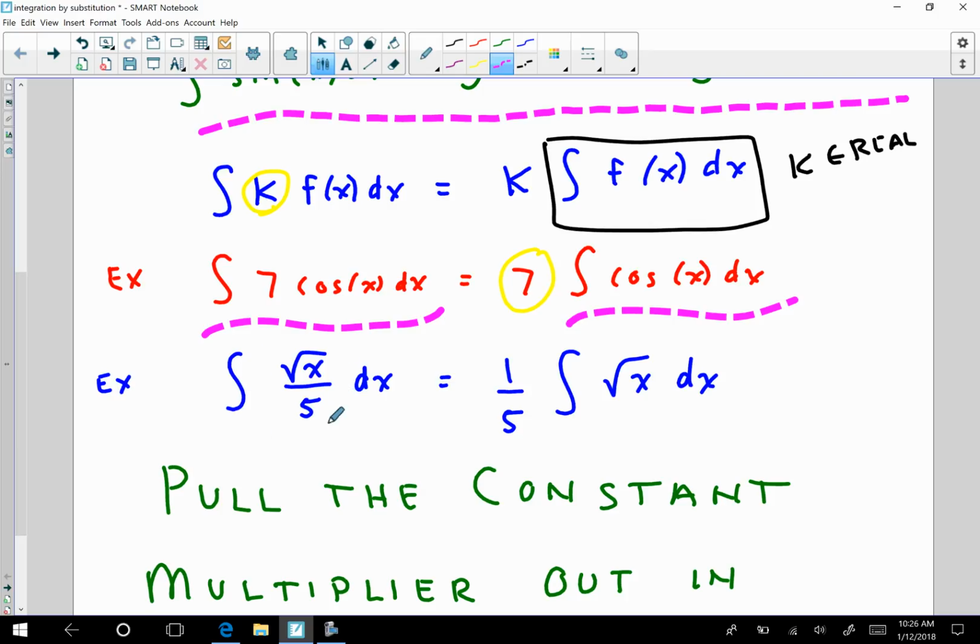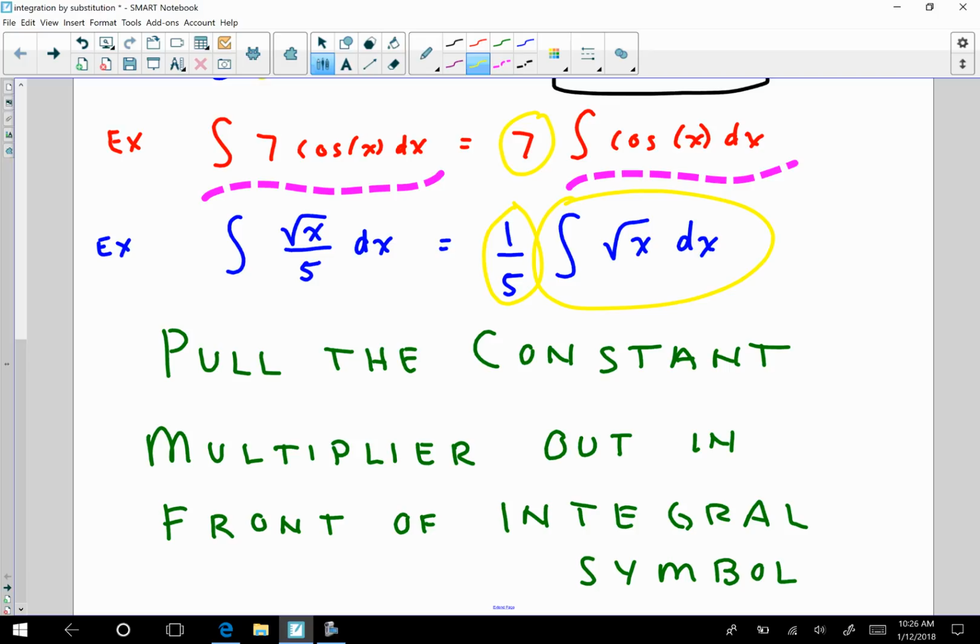In like manner, here's another example. If I want to find the antiderivative of the square root of x over 5 dx, I can see that this division by 5 is the same as multiplication by 1/5. So I can pull that 1/5. It's a constant. I can pull it out, and therefore the indefinite integral of the square root of x over 5 dx is the same as 1/5 times the indefinite integral of the square root of x dx. So whenever you see a constant multiplier, pull the constant multiplier out in front of the integral symbol.